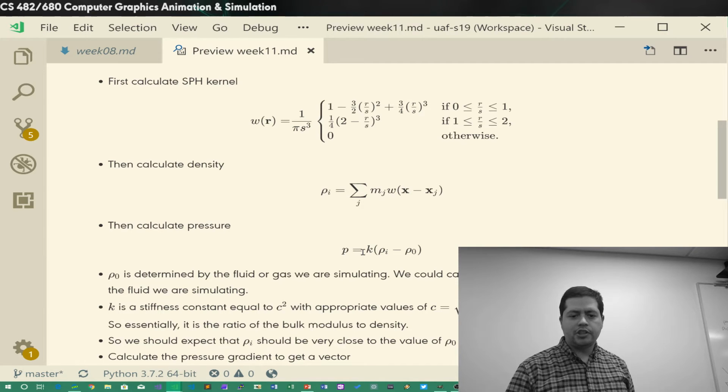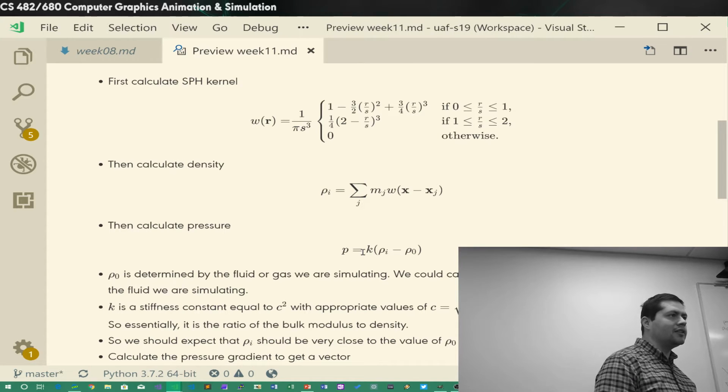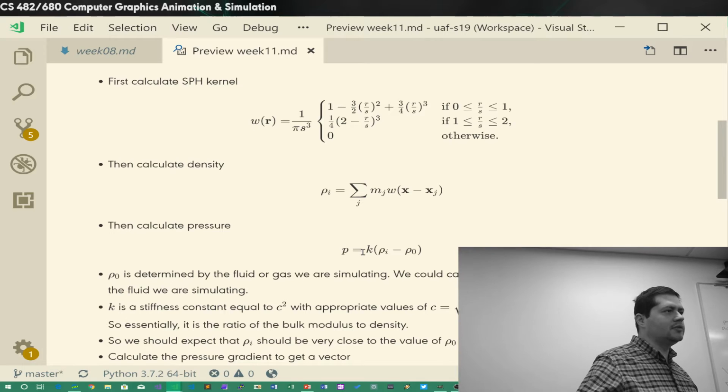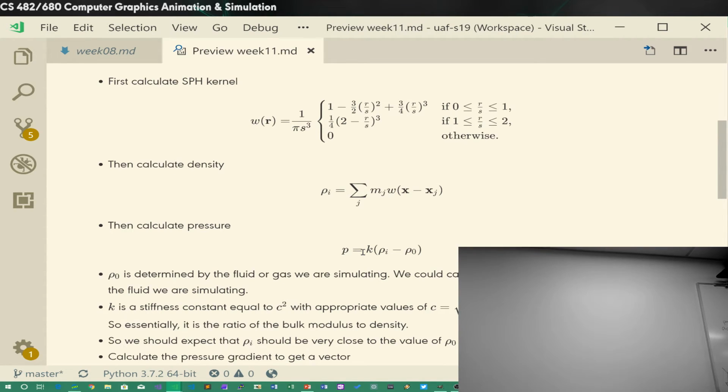In order to calculate the pressure, we are expecting that the K values are going to be really, really big, and we should expect that the change in density compared to the reference density should be very, very small. That way we get reasonable values for pressure. Okay, and that's that first step.